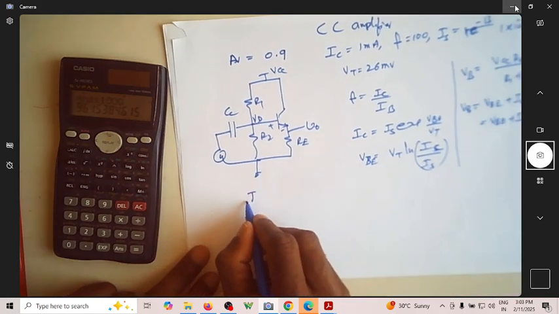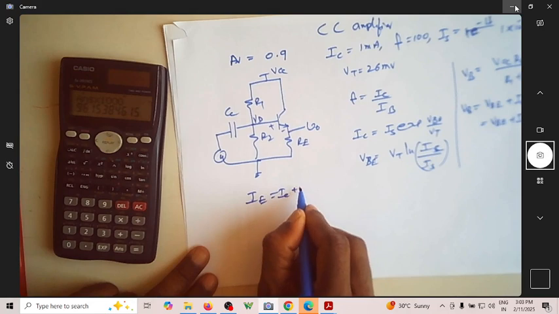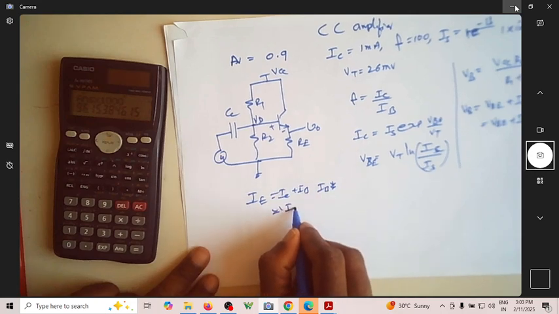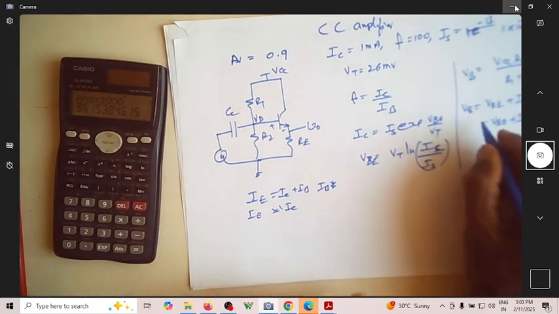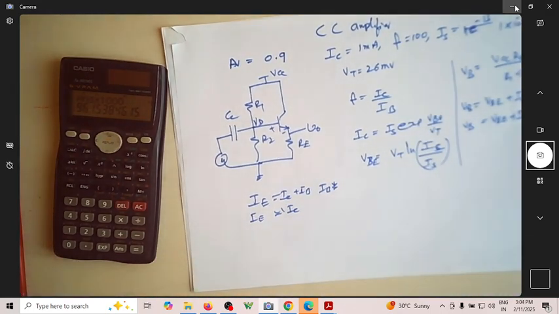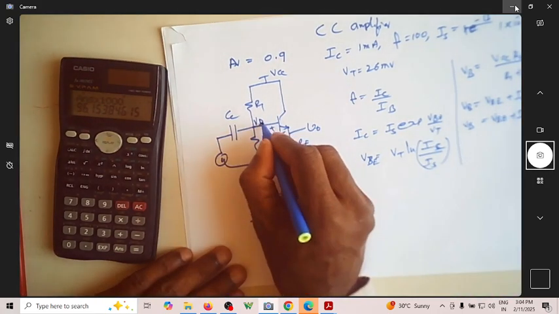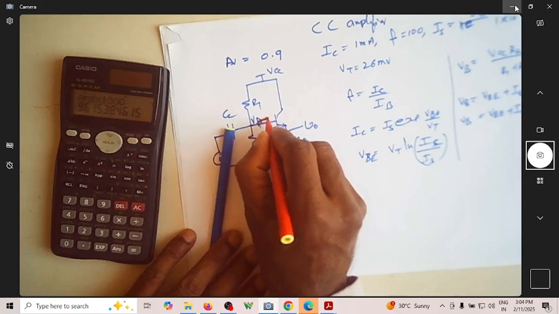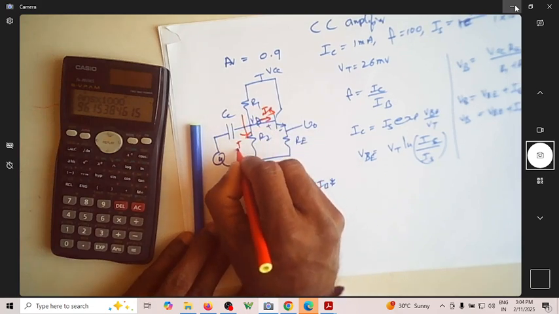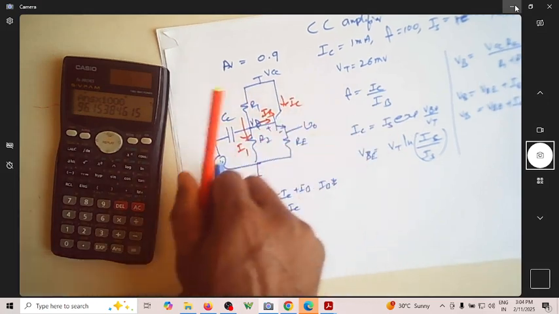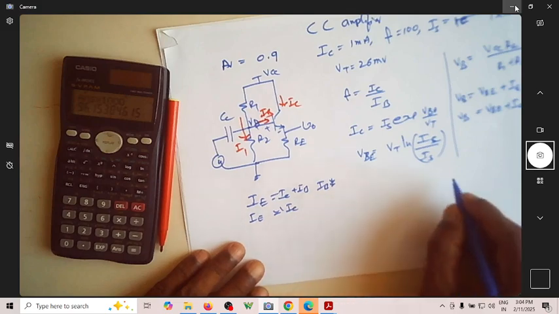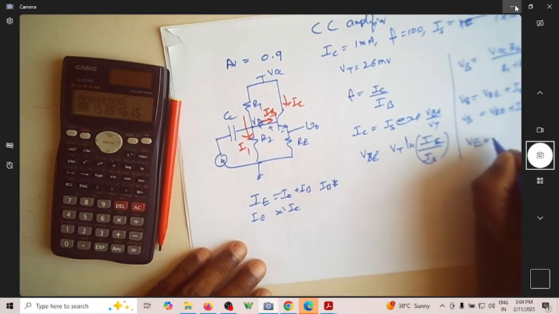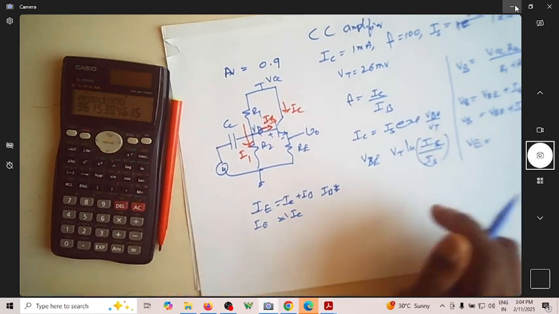So actually IE is equal to IC plus IB. Since IB is very small compared to IC, we write almost IE is equal to IC. So this is VB, the voltage at base. And let us assume a current of IB here, and a current of I1. So this is IC. So then, what is VE? VE is nothing but IE, which is IC, into RE.